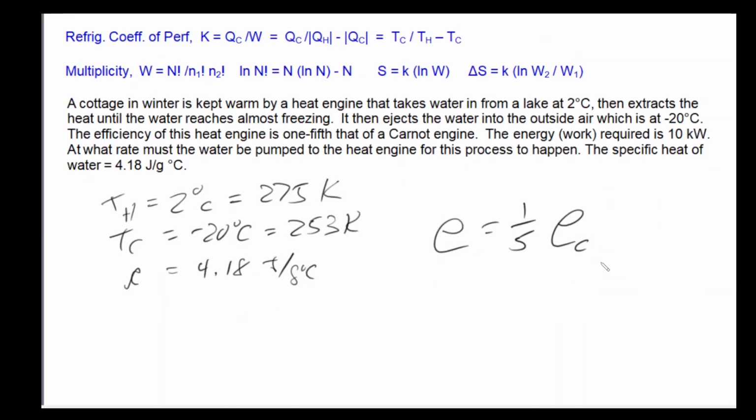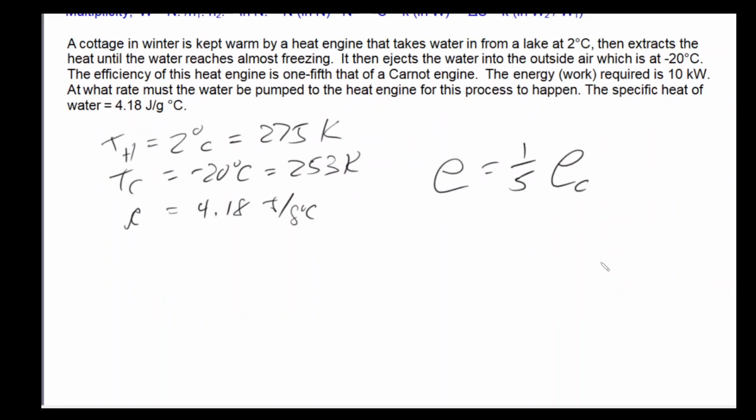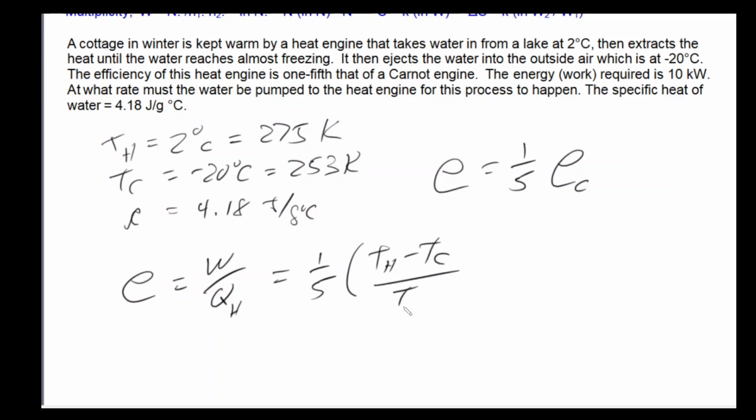We know that the efficiency of a heat engine is equal to work over QH, and we're given that that's equal to 1/5 of the Carnot engine efficiency, which is given as TH minus TC over TH.